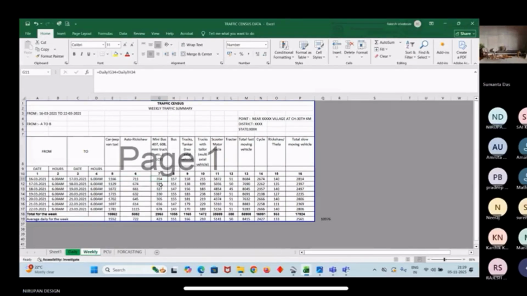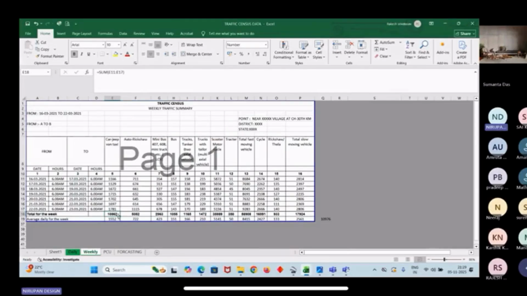Suppose there is a huge difference between the up and down traffic. In that case, you have to design the up lane and down lane separately. Is it clear? So this is just the 7 days of traffic I have represented. You can see total traffic, 7 days traffic 10,862.